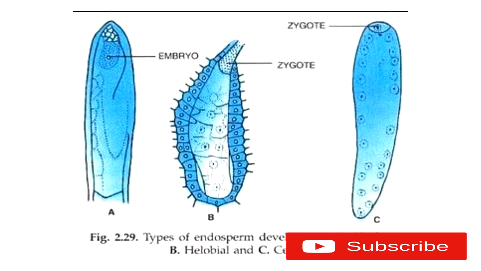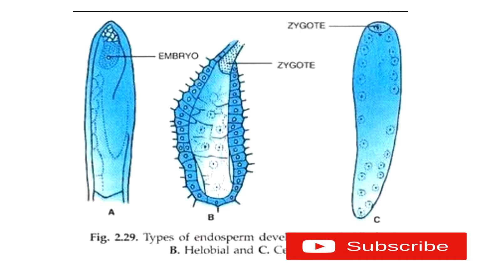And the second is the cellular type, which means the primary endosperm nucleus, or the PEN, undergoes subsequent cytokinesis after each and every division. There is no free nuclear stage in the case of cellular, and that is the typical pattern in the case of dicots.